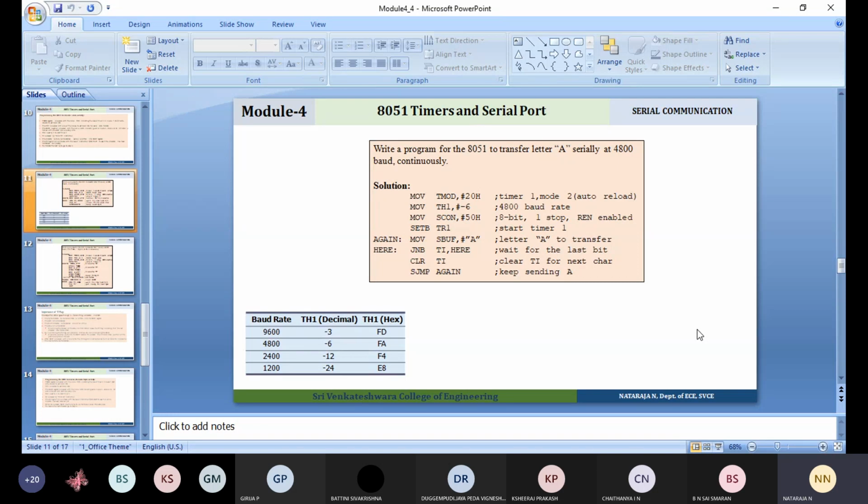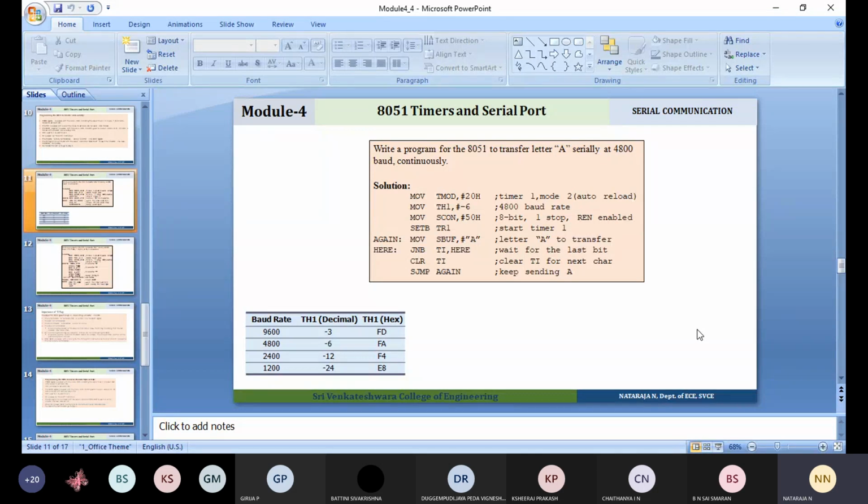Then move SCON comma #50H. The serial control register is loaded with 01010000. Then it will start 8-bit, one stop bit, and receive enable. Set bit TR1. TR1 will be set because we need to start to transmit the data, so we start timer 1. Move SBUF comma #'A'. In the serial buffer we load the letter A, because we are going to transmit the letter A serially. That is why we load that particular letter into the serial buffer.